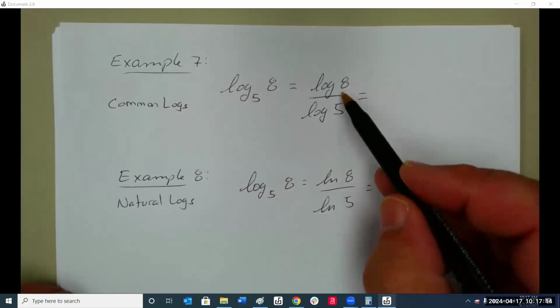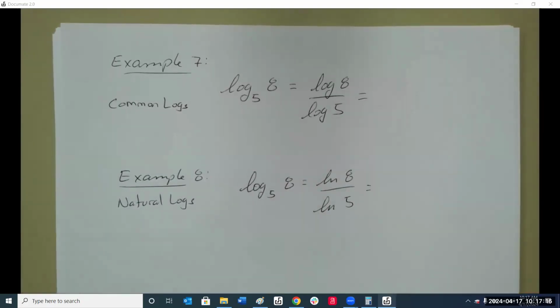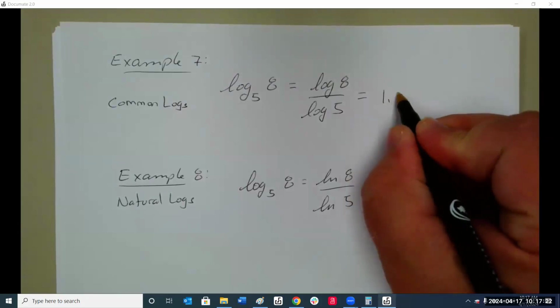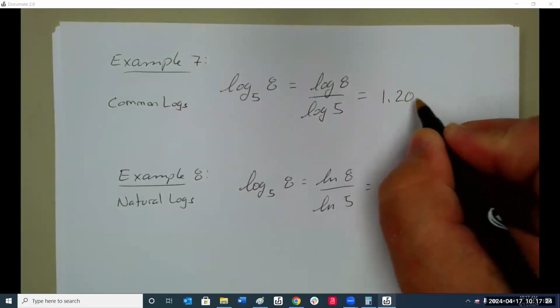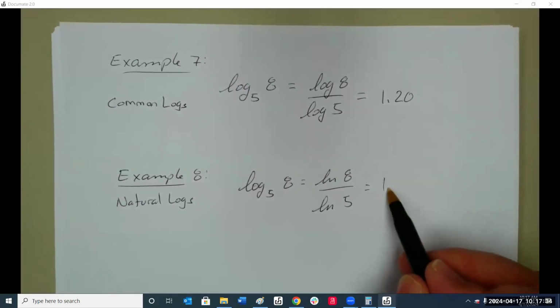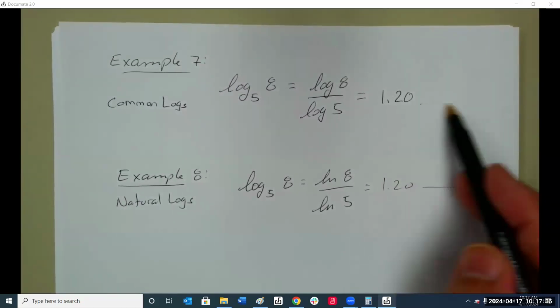Well, it's going to be the ratio of the two. The answer equals what? 296. Okay, yeah, and it'll tell you how many decimal places to put the answer down. Whatever that is.